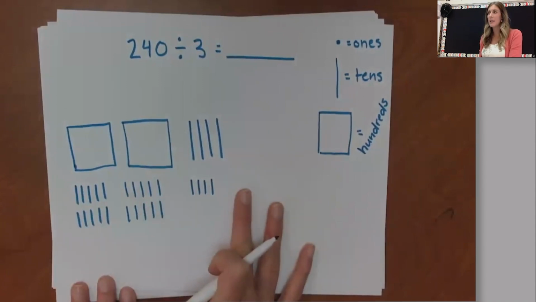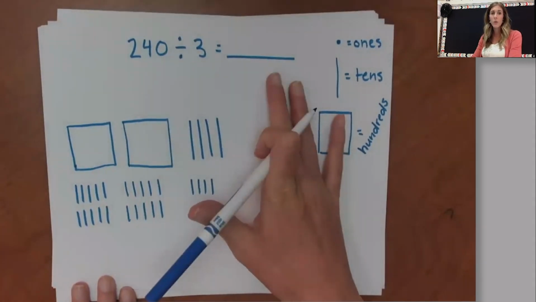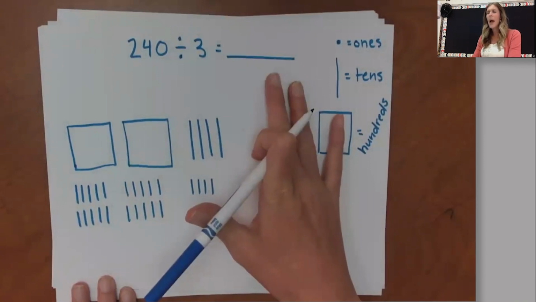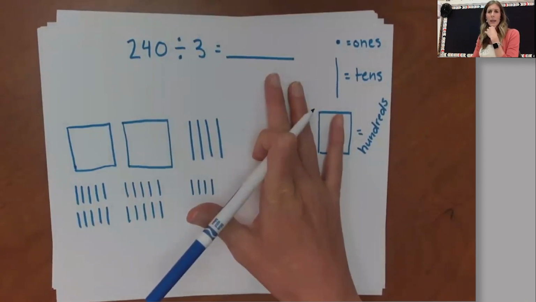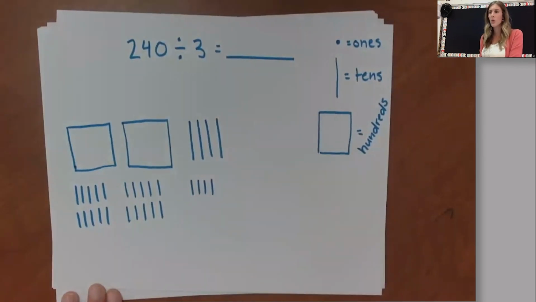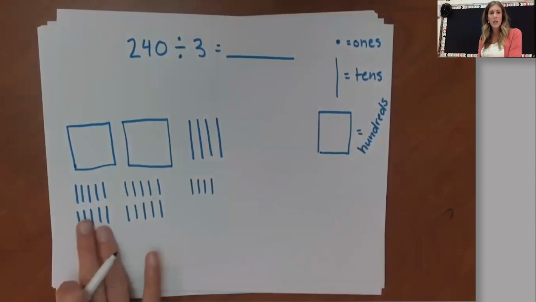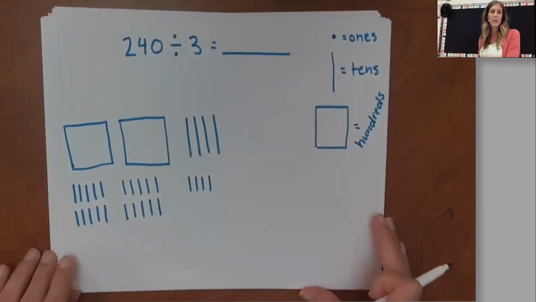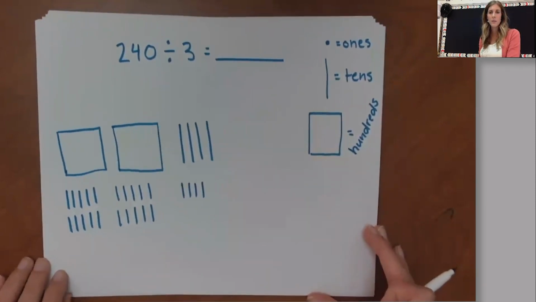Now we can use the base 10 block drawing to separate the tens into 3 equal groups to model 240 divided by 3. How many do you think will be in each group? Give it a try. Draw circles around the tens in the drawing to show the tens in 3 equal groups. So take your 24 tens and split them into 3 equal groups.